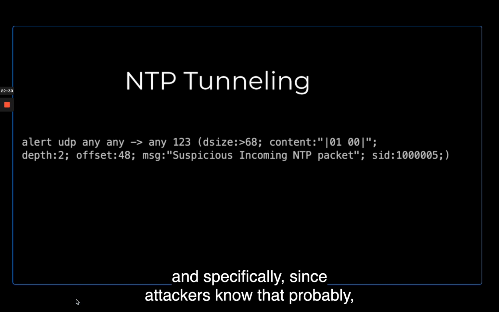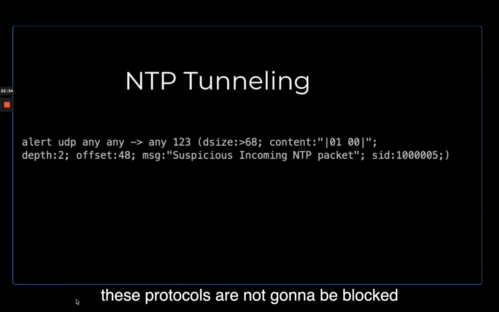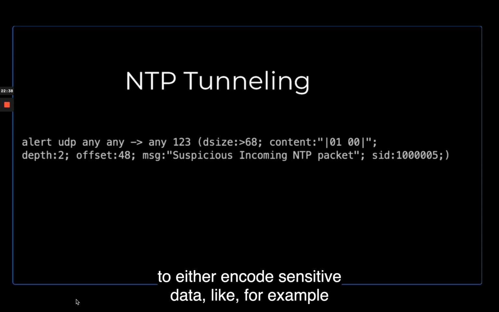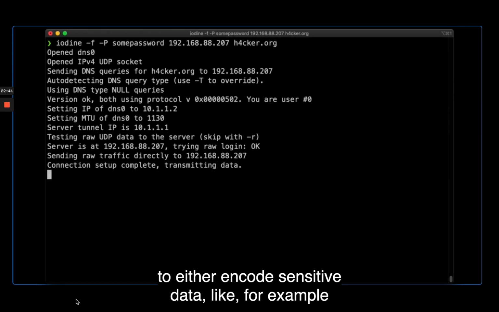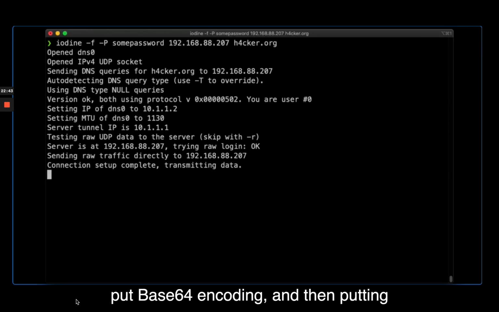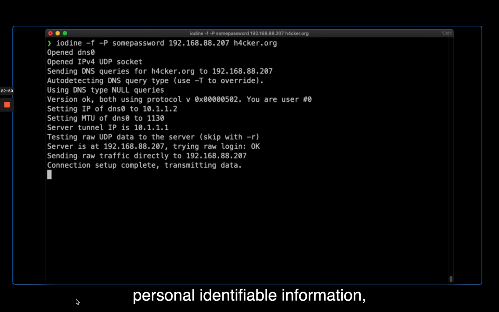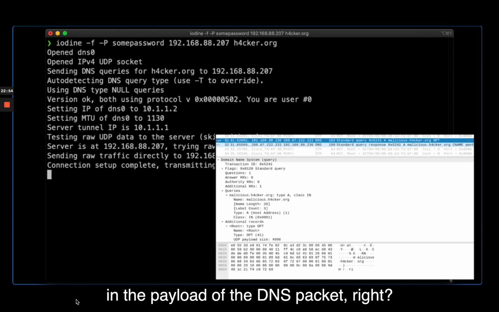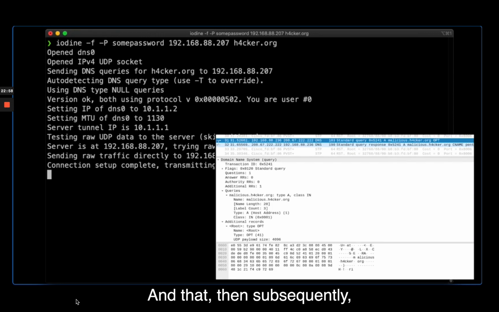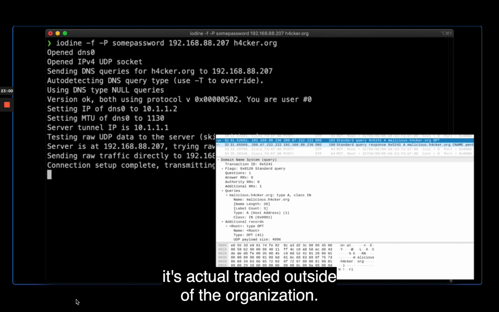Specifically, since attackers know that probably these protocols are not going to be blocked within the organization, it allows them to encode sensitive data, for example with base64 encoding, whether it's a stolen credit card, personally identifiable information, or many different types of data, and put it in the payload of the DNS packet, right? Then subsequently it's exfiltrated outside of the organization.